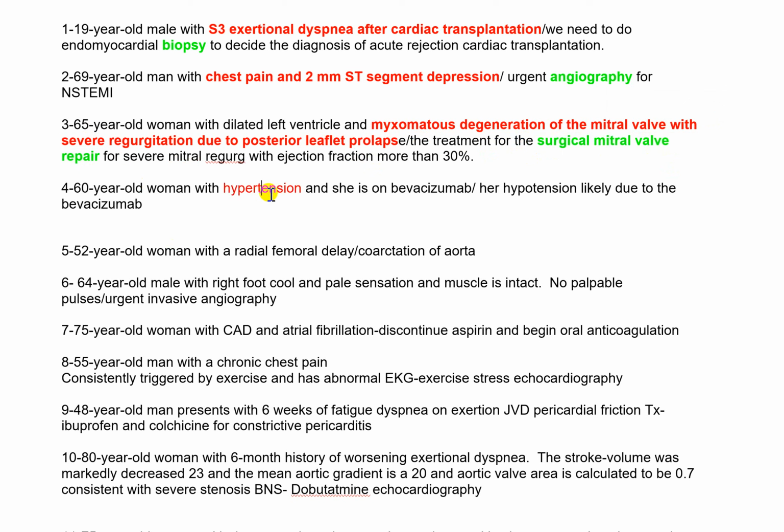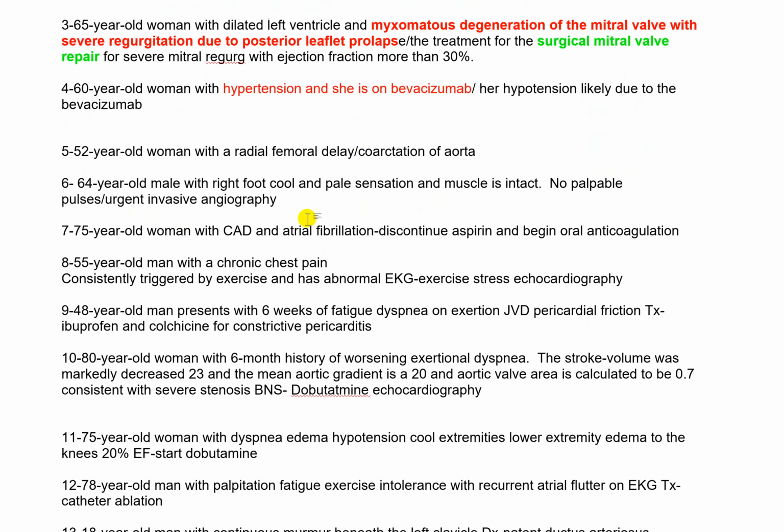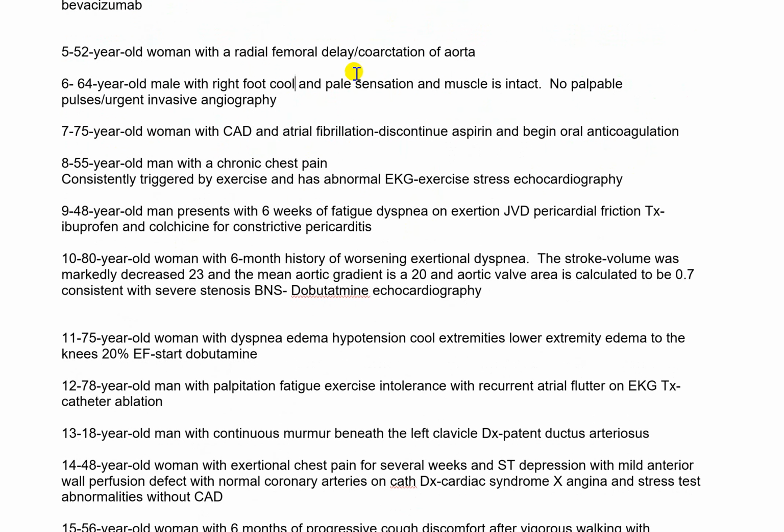And let's say when they say a 68-year-old woman, they give a lot of information, they say hypertension with bevacizumab, then it is hypertension likely induced by bevacizumab. Okay, now whenever you see radiofemoral delay on the exam, what does that mean? Coarctation of aorta. Perfect, coarctation of aorta.